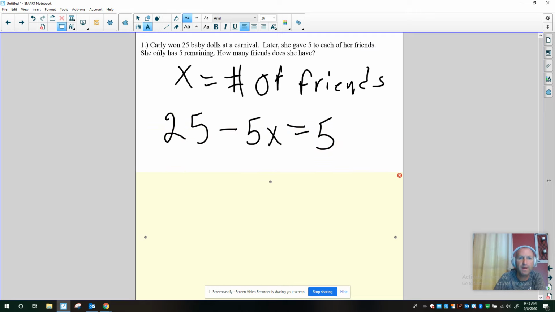So she began with 25. You subtract off 5 times her number of friends. She gave them each 5, and she's left with 5 at the end.